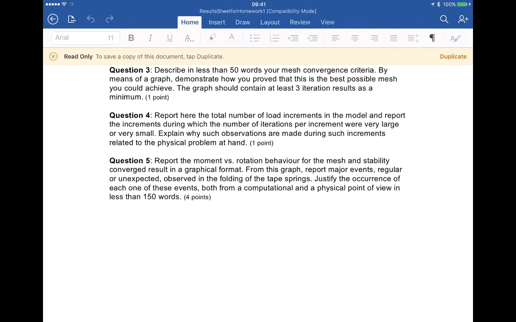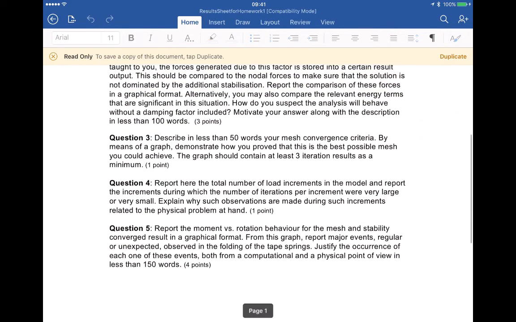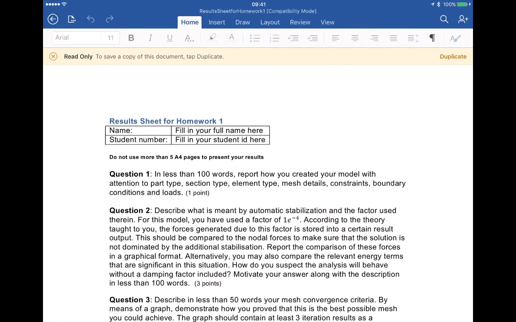Finally, you have to report the moment and rotation behavior for the mesh and stability converged result. When I say stability, I mean the nonlinear analysis using Newton-Raphson itself. From this graph, you will see the major events that I've already pointed to before. Please make sure that you present the justification for each of these occurrences as you understand, from a computational point of view as well as a physical point of view in the problem. Make sure you read the reference that has been given to you, one particularly, and of course the other one can also be found commonly on the internet. Please go through them if it gives you some more help in answering the questions.